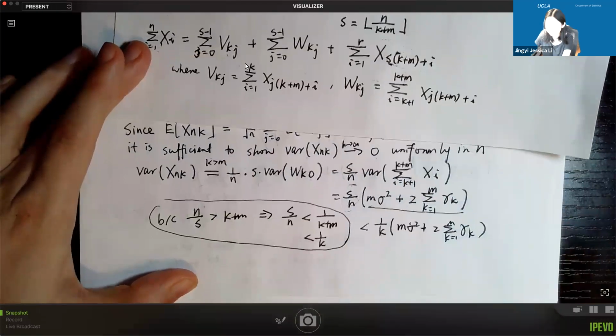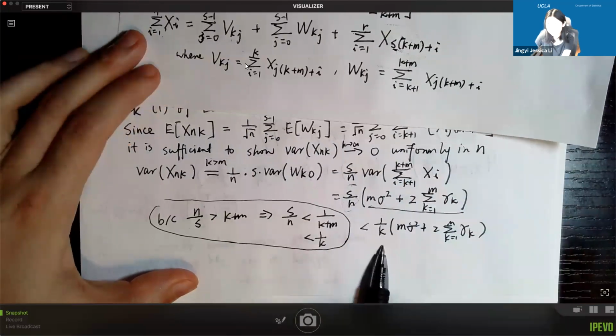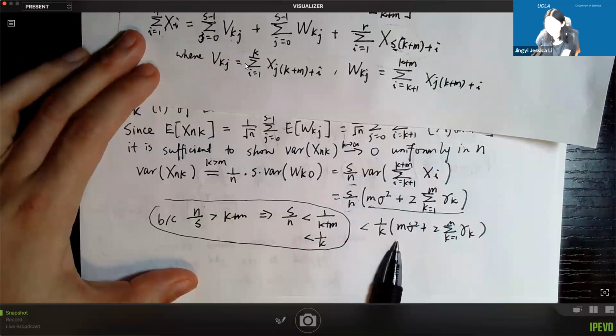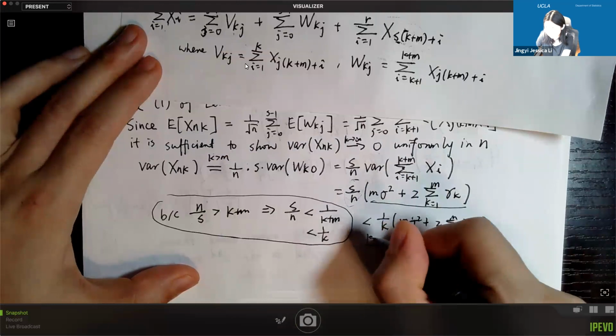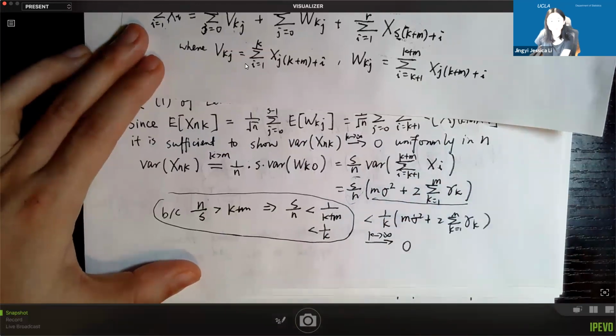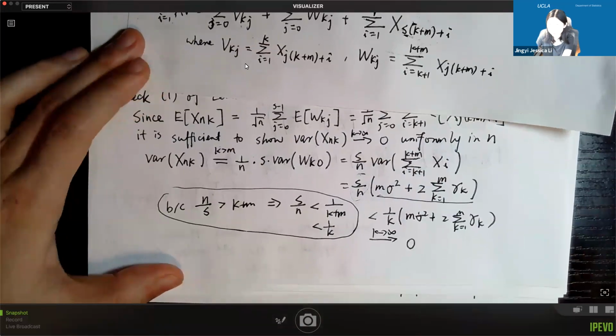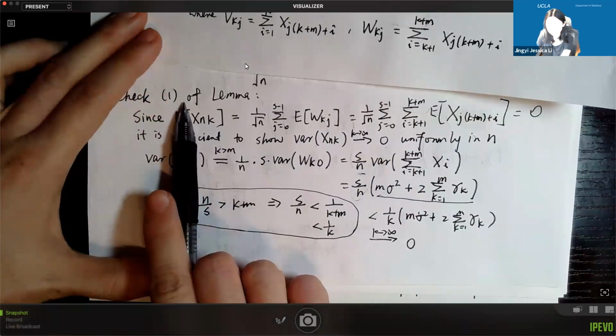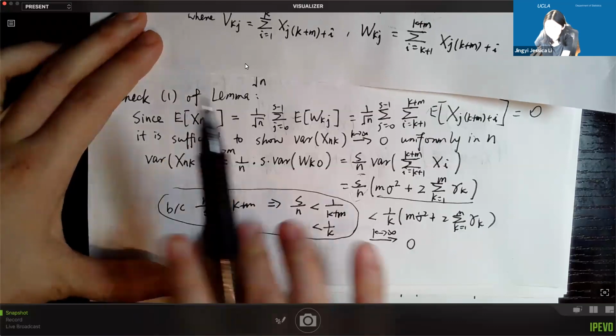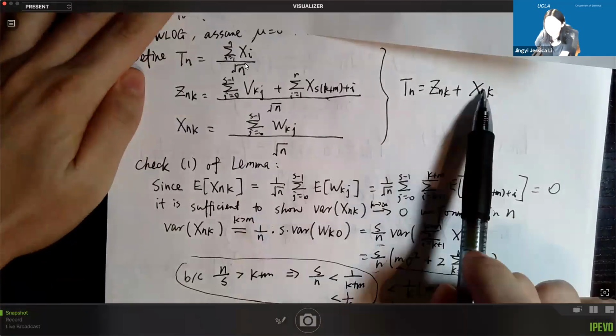And that's why, if I let k go to infinity, you see n is gone. I don't have n here anymore. So if I let k go to infinity, this goes to 0. And that's exactly why I have condition 1 satisfied. So I'm done with this part. This part is handled.